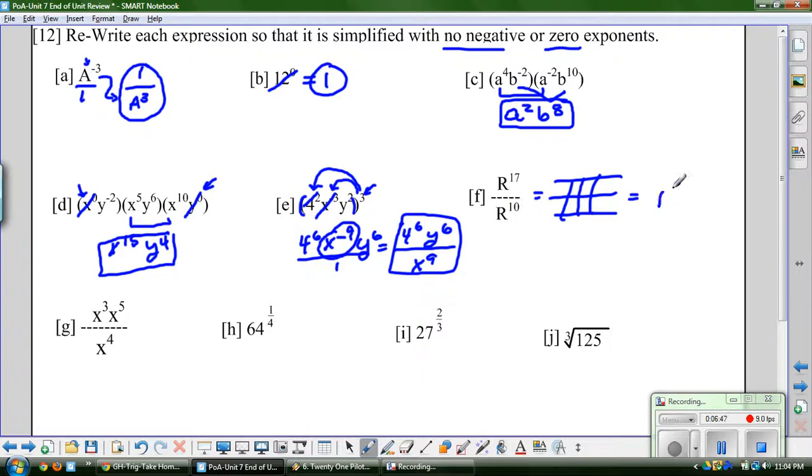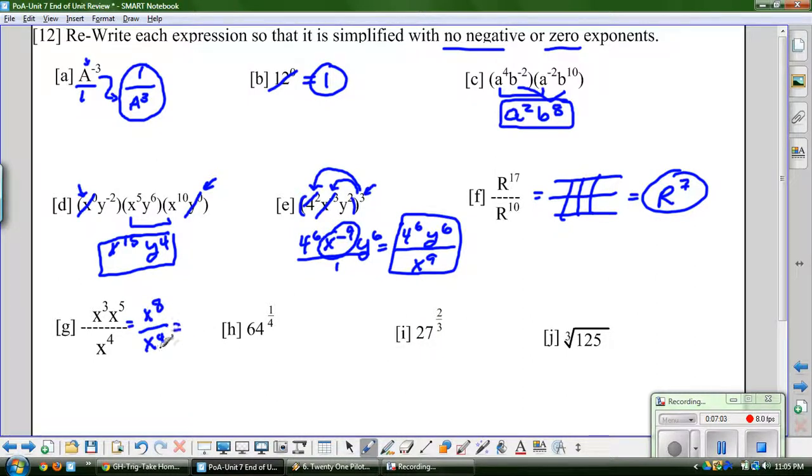This is not too bad. Okay, so we have 3x's here, we have 5x's here. That leaves me with 8x's. 4x's on the bottom. Now I can still keep killing here because I have x's and x's. 4 on bottom, kill 4 on top, leave me 4.